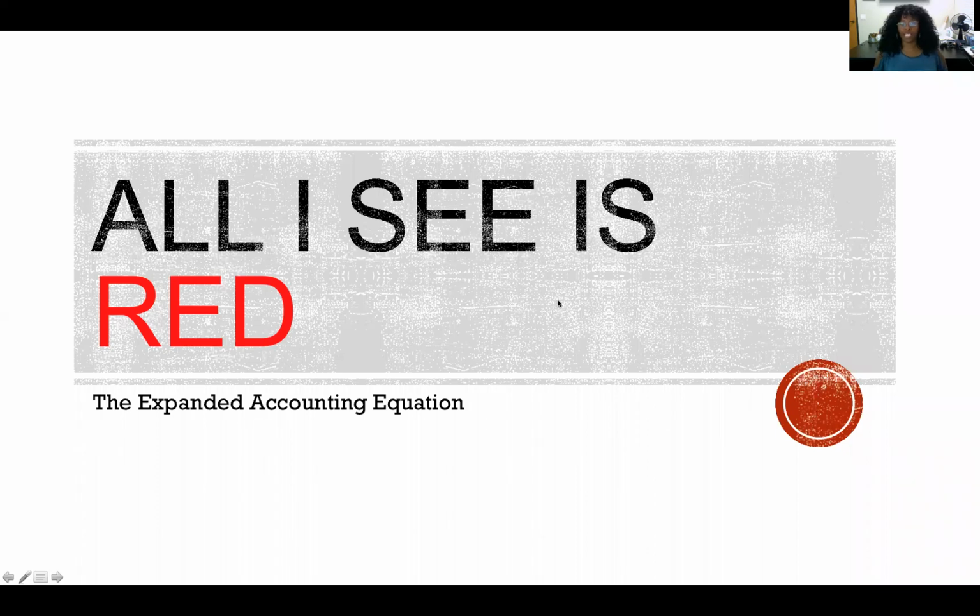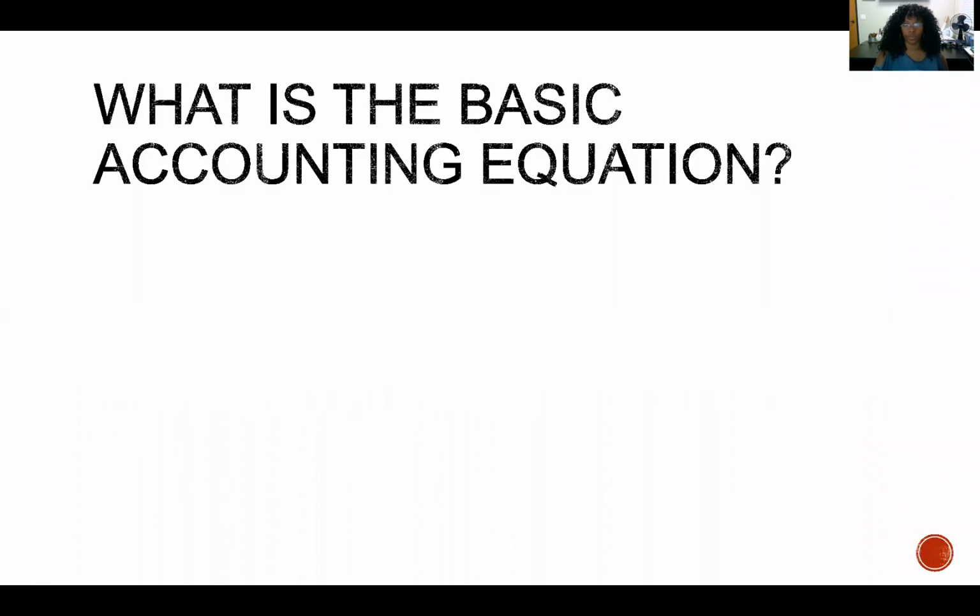Okay, the phrase is what you see. All I see is red. And keep in mind, this is going to help you to remember the components of the expanded accounting equation.